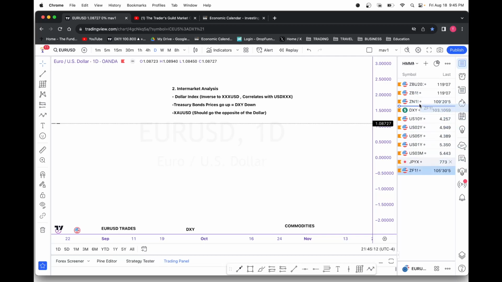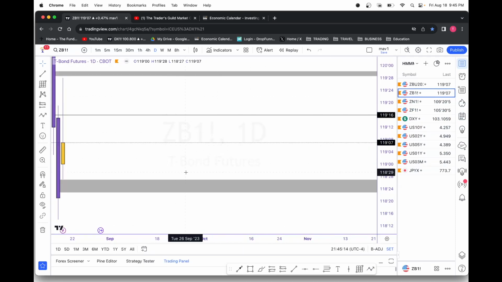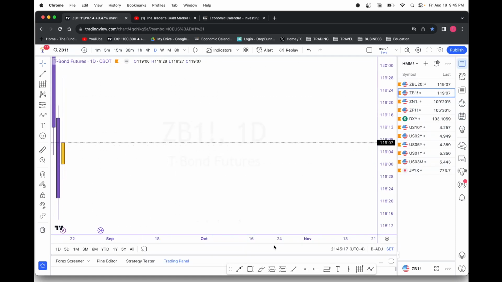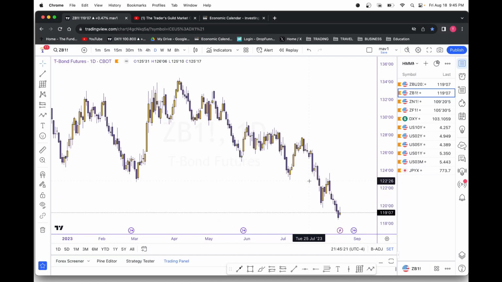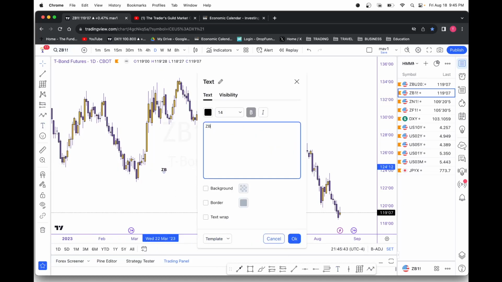All right, you have ZB. This is the code for them, the currency code or the asset code, whatever. Reset. All right, this is the T-bonds chart. ZB1 exclamation mark is the 30-year Treasury notes. ZN1 is the 10-year Treasury notes, and ZF1 is the 5-year Treasury notes. All right, what does that mean?